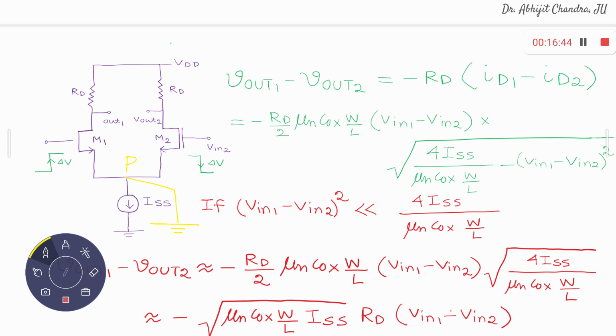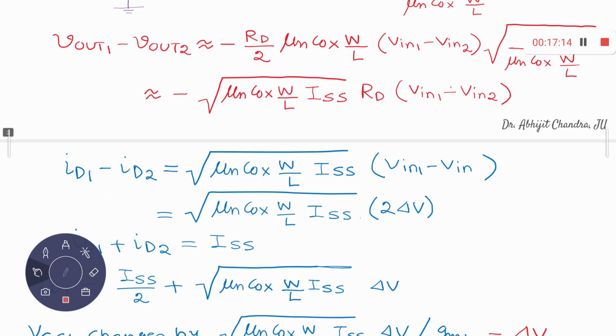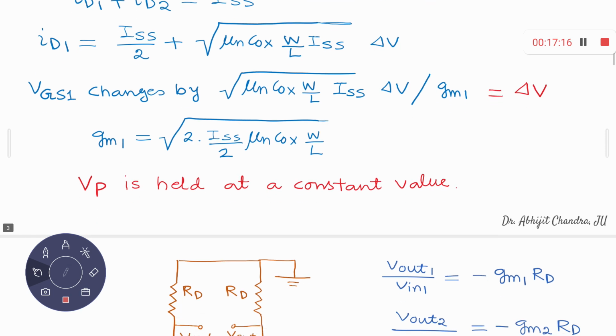Hopefully you can remember what we did in our BJT based differential amplifier circuit. In that case, we also applied this half circuit concept, right? Here also we will apply this half circuit concept. That means we will analyze the left hand side of this circuit and the right hand side of the circuit separately, and accordingly we will find the expression for the overall voltage gain. So Vp is set at a constant value.